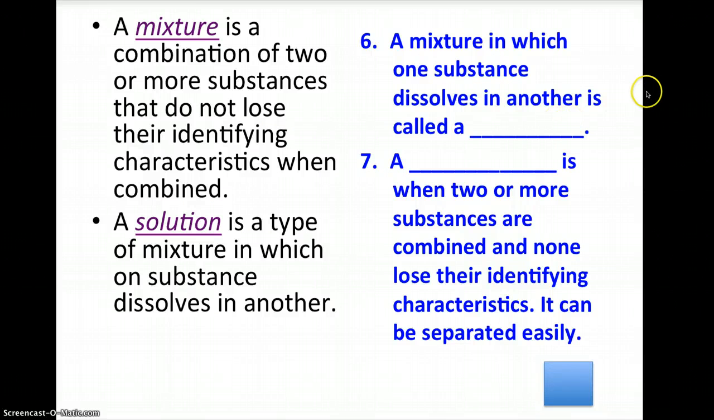So let's look at these questions. A mixture in which one substance dissolves in another is called a, there's our key word, so you know the answer here. Number 7, a blank is when two or more substances are combined and none lose their identifying characteristics. It can be separated easily. You can see the different pieces. Okay, let's keep going.